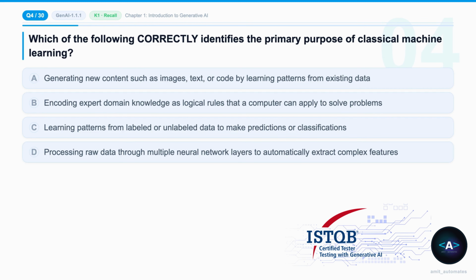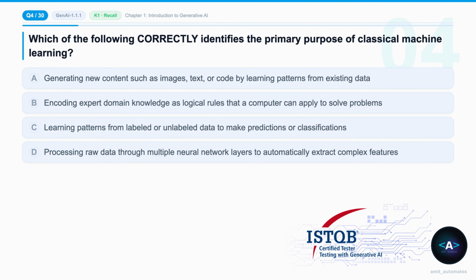Question 4. Learning Objective GenAI 1.1.1. Difficulty level K1. Which of the following correctly identifies the primary purpose of classical machine learning? Your options are A. Generating new content such as images, text, or code by learning patterns from existing data. B. Encoding expert domain knowledge as logical rules that a computer can apply to solve problems.